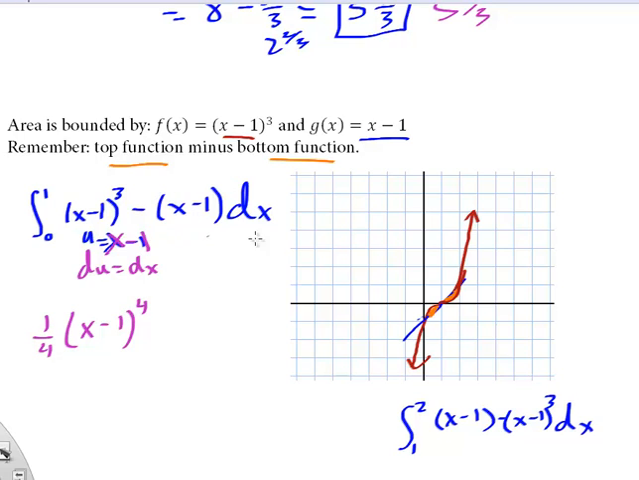Integration over here, let's go ahead and just do this in a very careful, methodical way. Scratch work here, minus x plus 1. So the integration here is a minus 1 half x squared, and then plus an x. And we're going to be running this from 0 to 1.